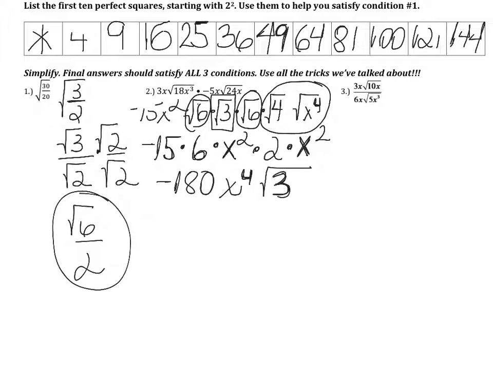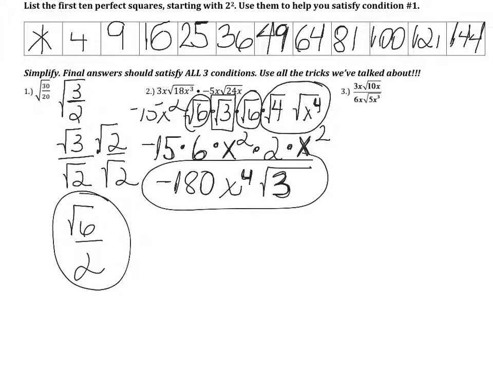So that's one way to do that, and that's a pretty hard problem. But what I'm looking for are factors that 18 and 24 have in common, and then I'm also looking for any perfect squares that I might have left over. So there's my answer for that one.